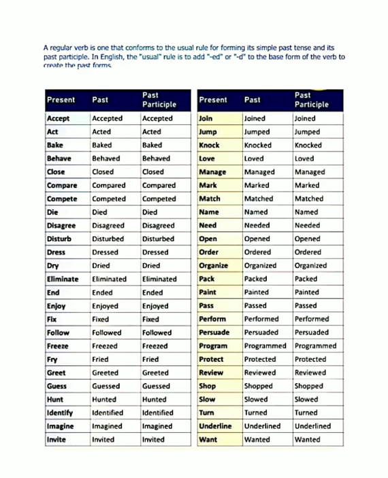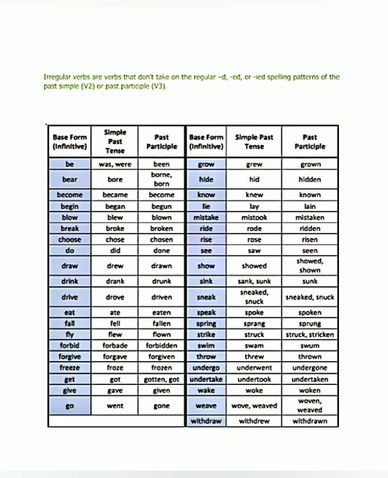Okay, then come to the irregular verbs. So what are irregular verbs? These are the verbs that don't take on the regular d or ed or ied spelling pattern of the simple past, that is V2, and the past participle form, V3. See here, again I have given you a huge chart. As you can see, the first one is be, then its simple past can be was, were, and the past participle is been. Second one is bear, bore, the past participle is borne or born. Third one, become, became, become again.